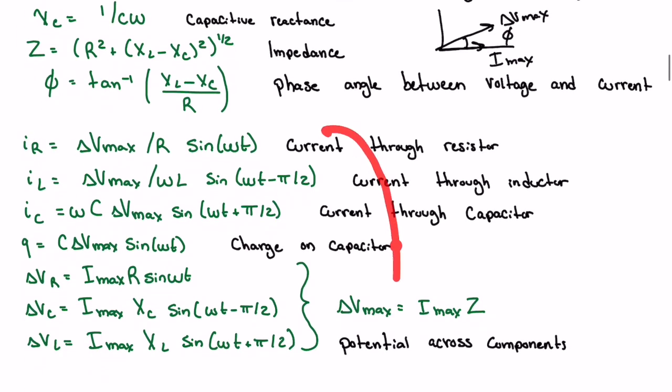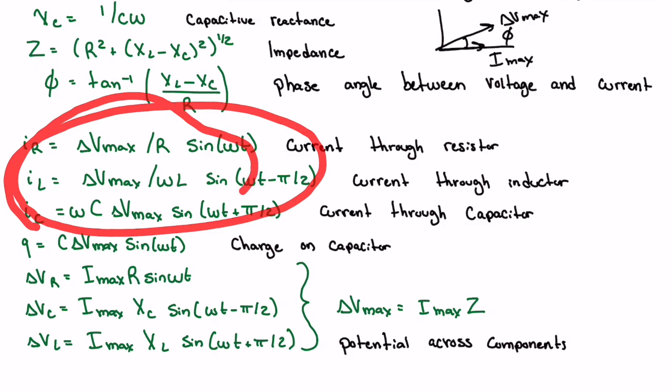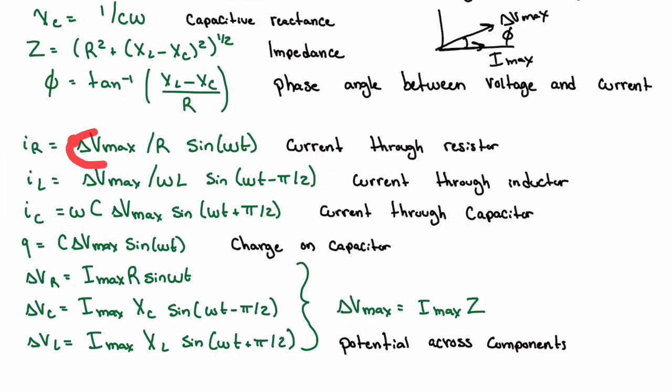We have all of these equations here, where this is really just the current going through a resistor, inductor, and capacitor, where this part is I max, the maximum current. This is pretty normal, delta V max divided by R, where here for the inductor we don't have R, but instead we have XL.